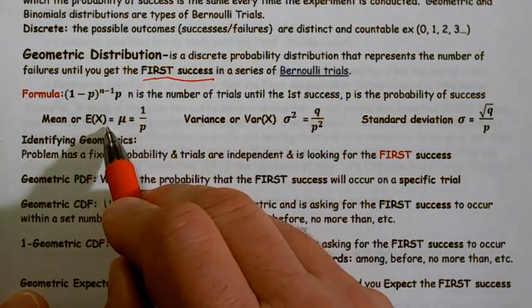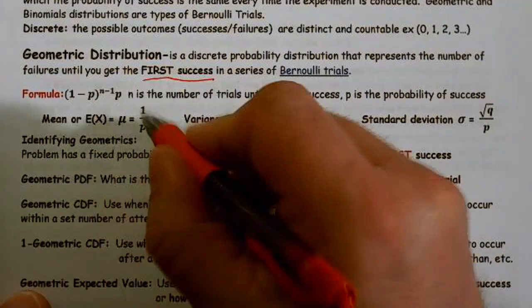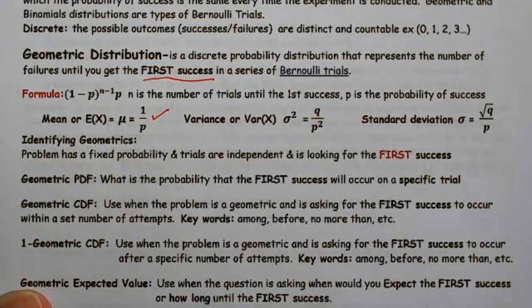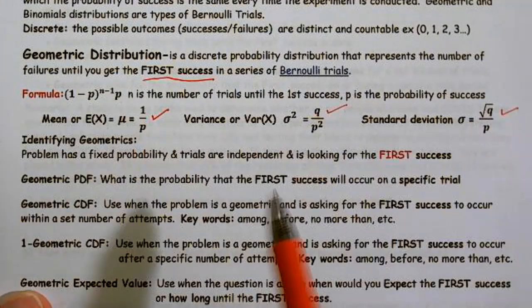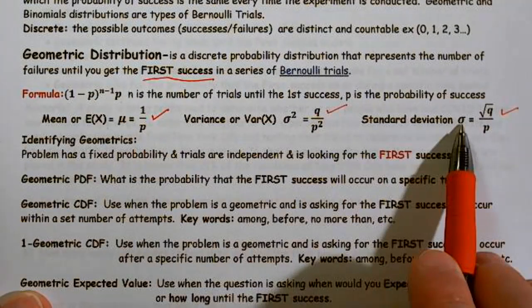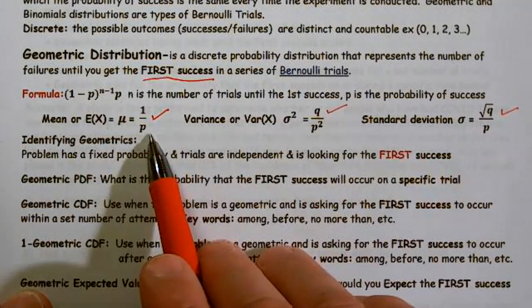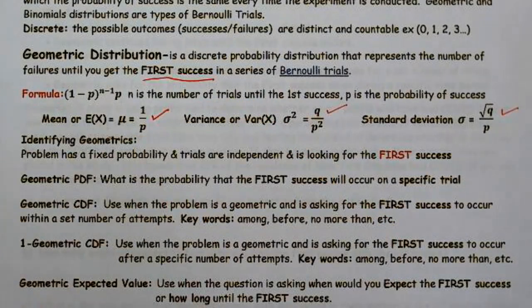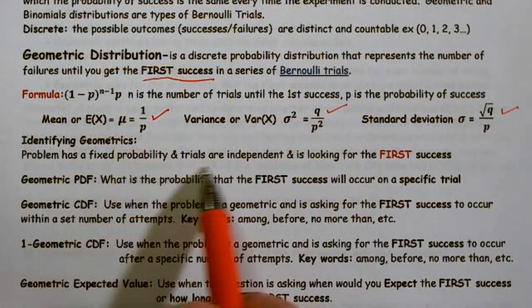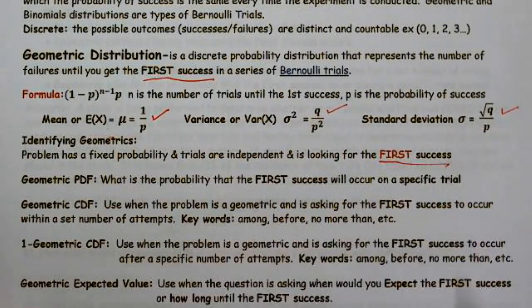One of the things you do need to know is the mean or the expected value formula is 1 over p. You don't have to memorize that, but you need to know where to find it. You also need to know where to find the variance and the standard deviation. In this review, I'm not going to talk about variance and standard deviation, but you do need to know where these are as a resource. We will be referring back to this. Identifying a geometric: fixed probability, trials are independent, and once again, looking for that first success.